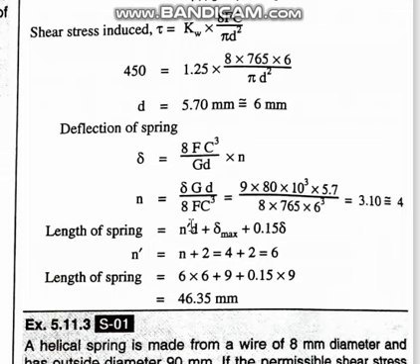So this itself we have taken as delta maximum. Okay. So n dash will be what? N plus 2, that is this 4 plus reactive plus 2, it will be 6. So this is 6 into 6 plus delta maximum, 9 I have taken, and 0.15 into 9. So this is the length of the spring.